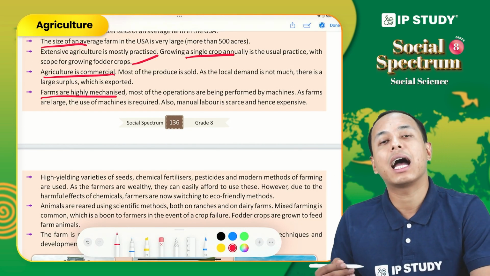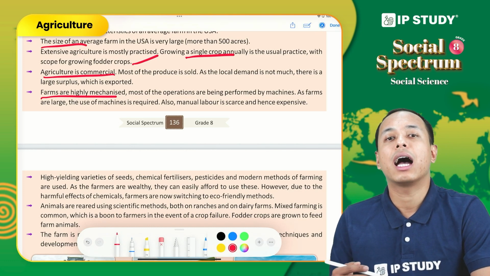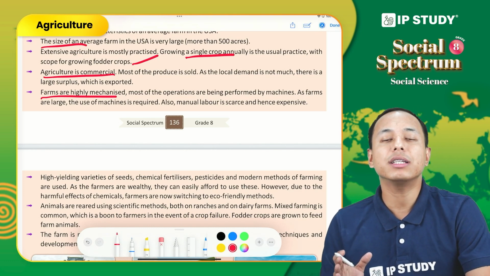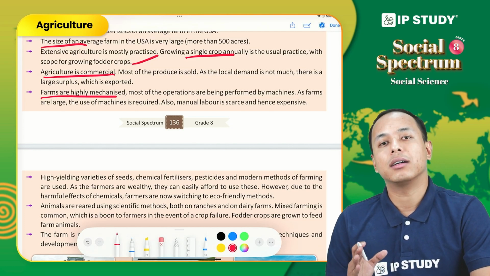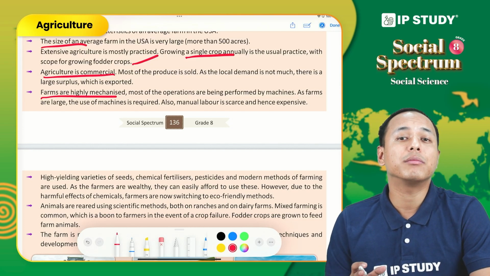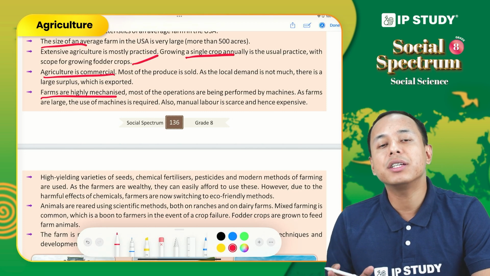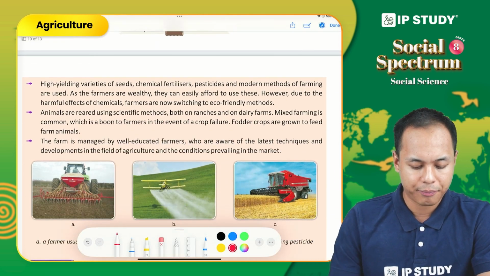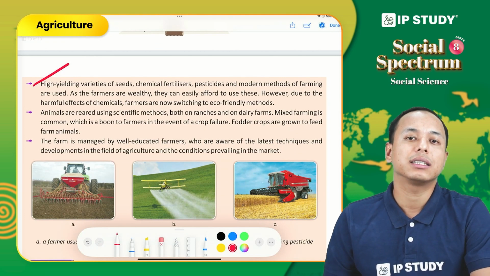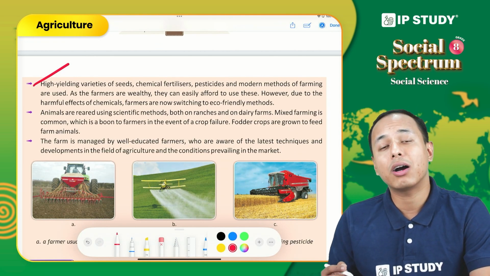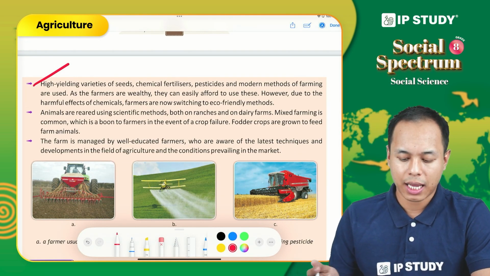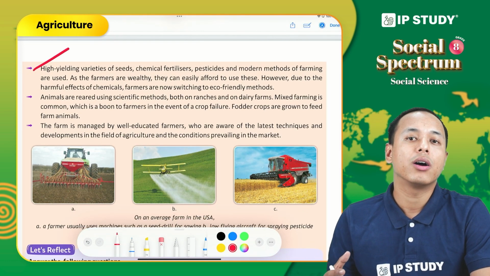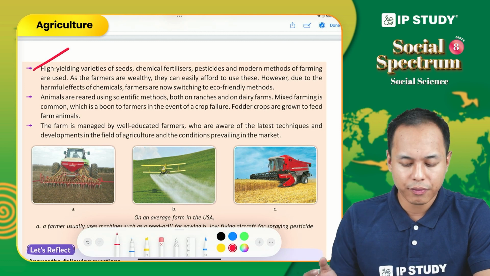Farming is highly mechanized, or done in a very mechanized way. Labor intensive method is very rare, since the size of the farm is very huge. Mostly machines are used, and labor is very less required. High yielding varieties, chemicals, fertilizer, pesticides, all these things are used in agriculture process. As a result, production is also huge, or surplus is also very huge.